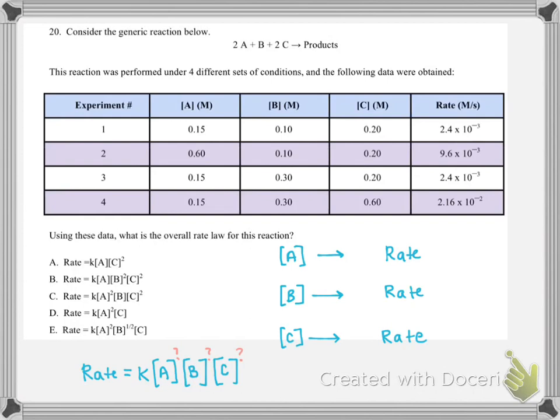So if we look at A and compare experiments 1 and 2, we can see that we quadrupled the concentration. And when we quadruple that concentration, the rate also quadruples. So A is going to be first order. So when we quadruple the concentration, we quadruple the rate.